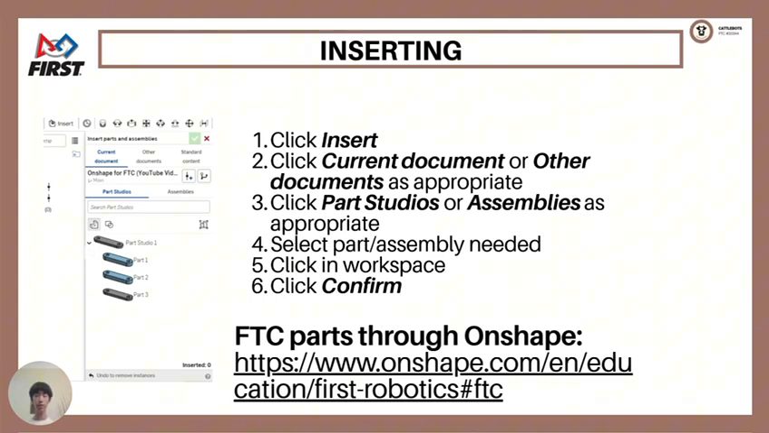To insert a part or assembly, click Insert. You can either choose to insert from the current document or another document by clicking Current Document or Other Documents respectively. Depending on what you want to insert, click either Part Studios or Assemblies. Onshape also provides us with FTC parts that can be easily inserted, allowing assemblies to be completed more efficiently.